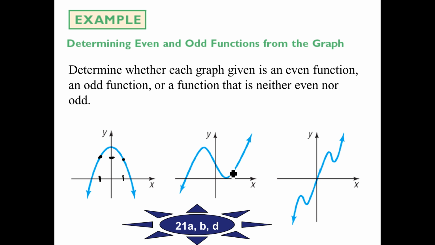This middle graph here is neither even nor odd. It's not symmetric with respect to the y or to the origin. And this one here is symmetric with respect to the origin. Everything that's happening in quadrant 1 is mirrored in quadrant 3. So this graph is going to be odd. All right, now that we know that, see if you can do problems 21a, b, and d.